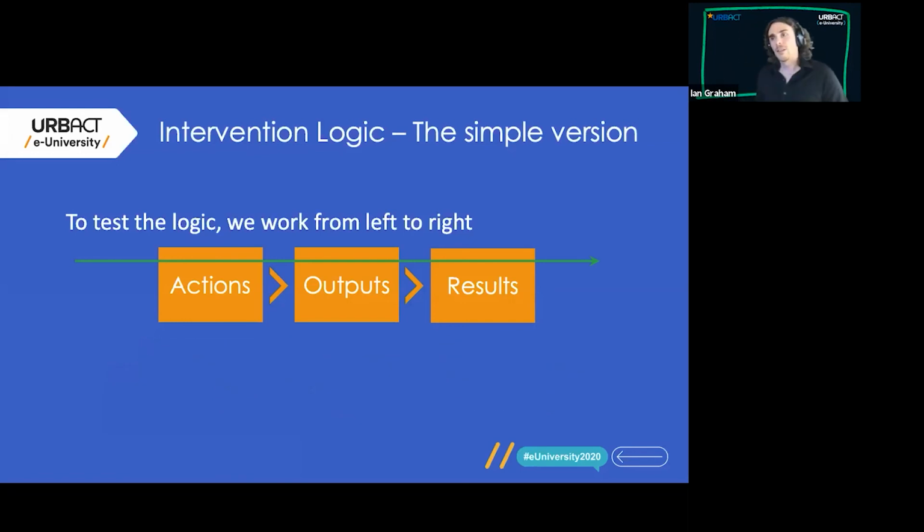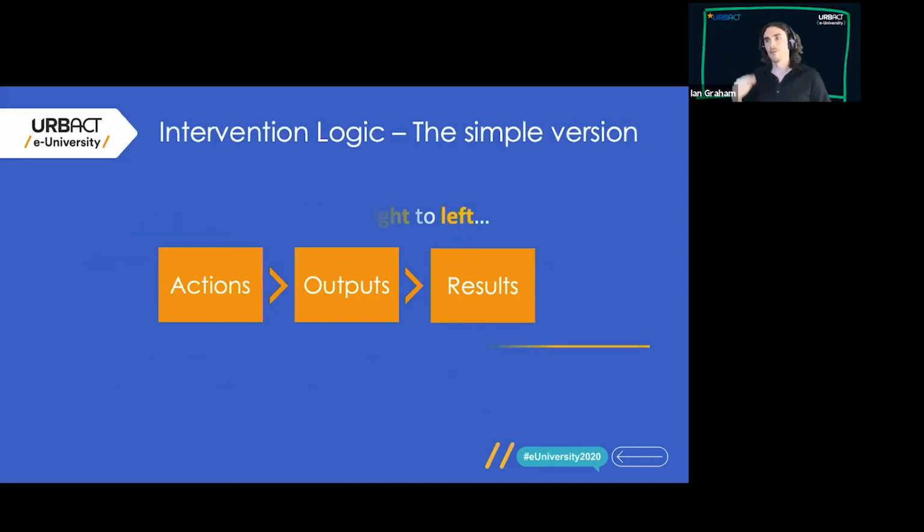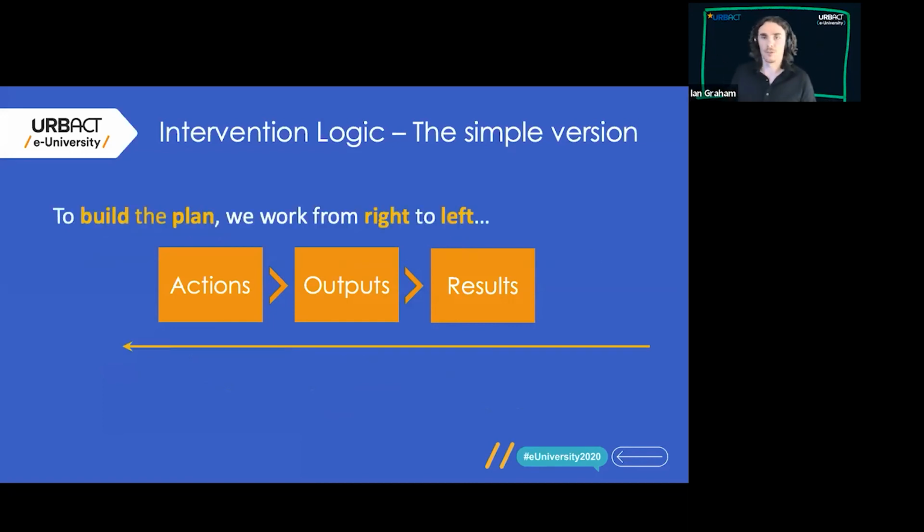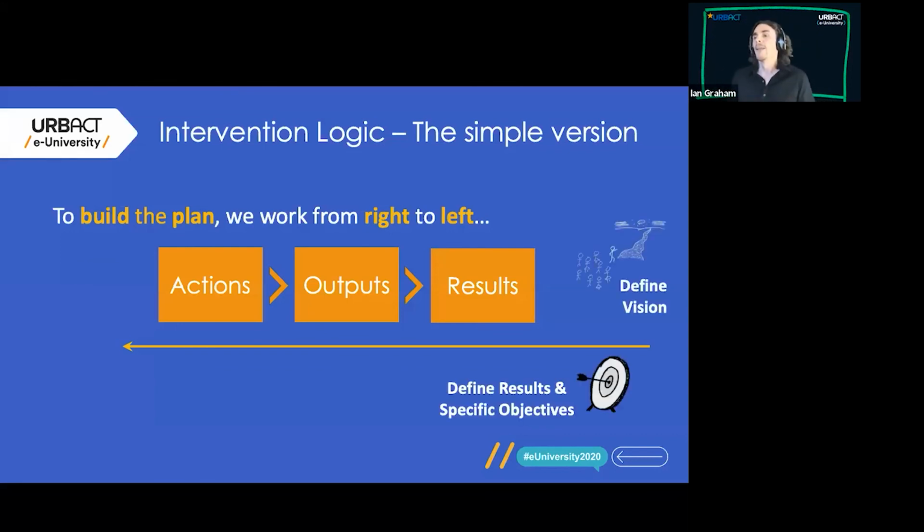So that's the way we test the logic, stepping through from left to right. But when we build the plan, we work the other way. We work from the right-hand side of the diagram to the left, starting with the end in mind. So we start with the vision that we've created from our problem analysis and our stakeholder work. We then use that to define some specific objectives and the results we want to see. We define some outputs that we'll need in order to move towards those results. And then we design the actions to get there and to produce those outputs.